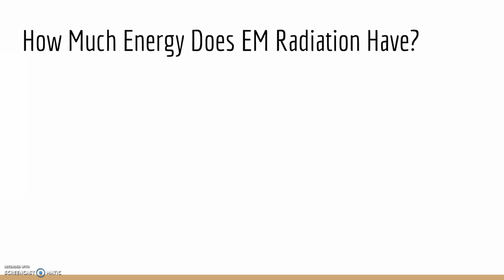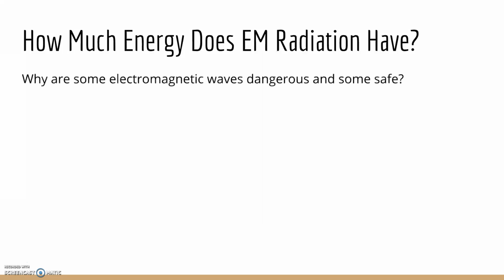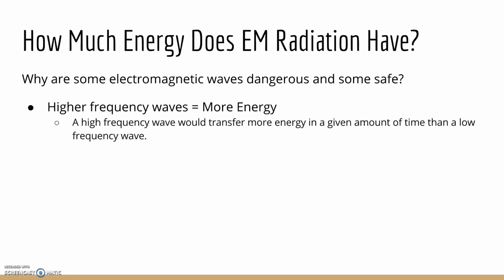All right, so now we're going to look at how much energy electromagnetic radiation has. So why are some dangerous and some safe? Why is visible light not harmful to us, but UV rays can cause cancer? So what's the difference? Well, higher frequency waves equal more energy. So a high frequency wave would transfer more energy in a given amount of time than a low frequency wave.